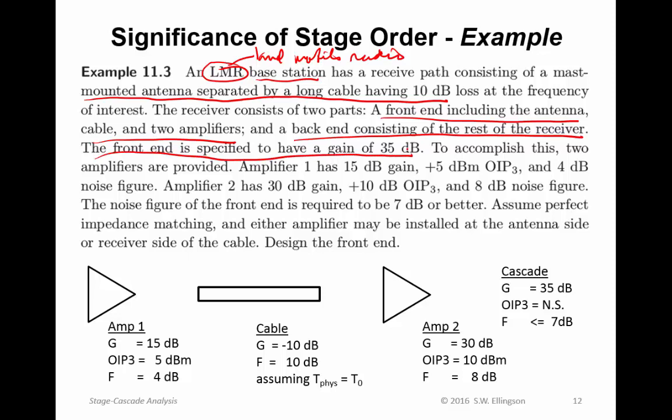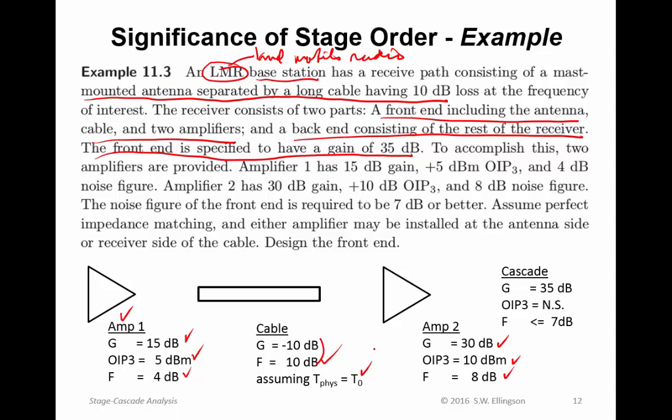And to accomplish this, two amplifiers are provided. Here's the first amplifier, has a gain of 15 dB, has an output third order intercept point of 5 dBm, has a noise figure of 4 dB. Amplifier number 2 has a gain of 30 dB, an output third order intercept point of plus 10 dBm, and a noise figure of 8 dB. And the cable has a loss of 10 dB. So if we assume the cable's at the physical temperature, then the noise figure is 10 dB.